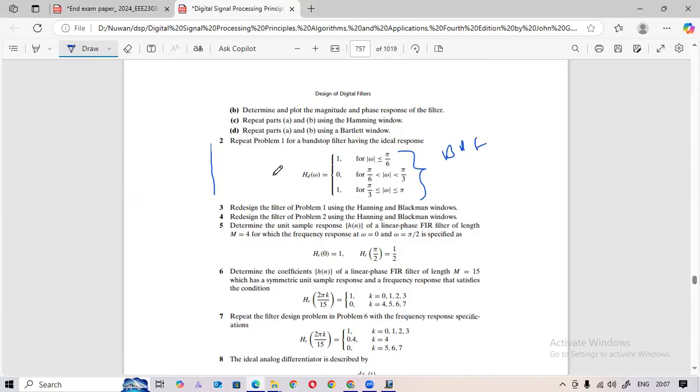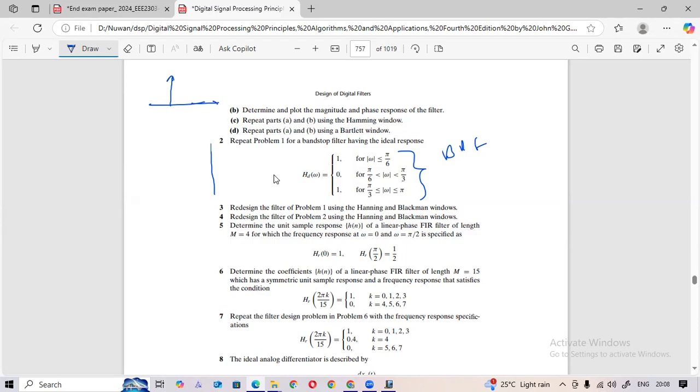Now if you plot the HD omega, how is it given? This is an ideal filter response that is given here, not an actual one. In microwave communication we learned the actual filter response. Okay, so we are given the actual filter response in microwave communication. For that one, it is not like this. We are not going to use this kind of thing. But here this is the ideal one.